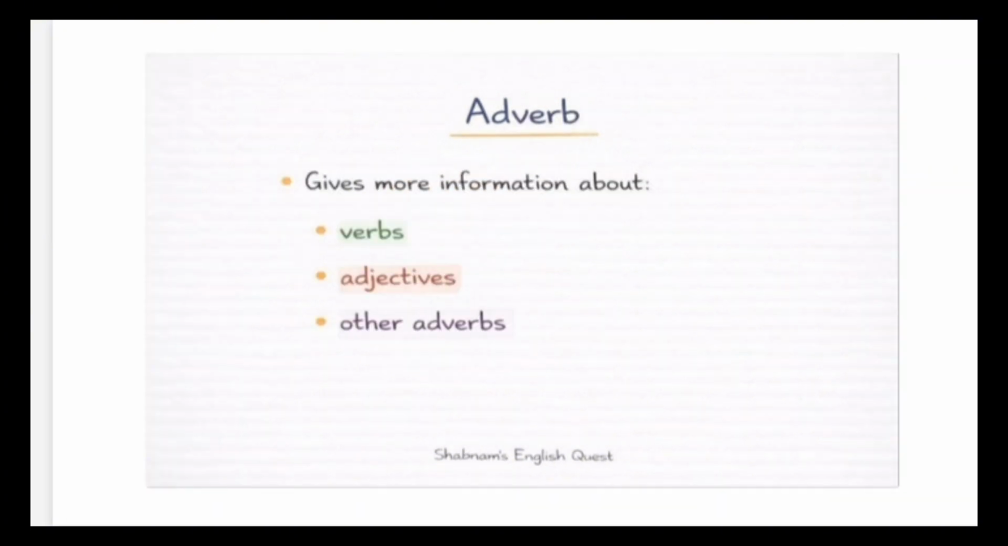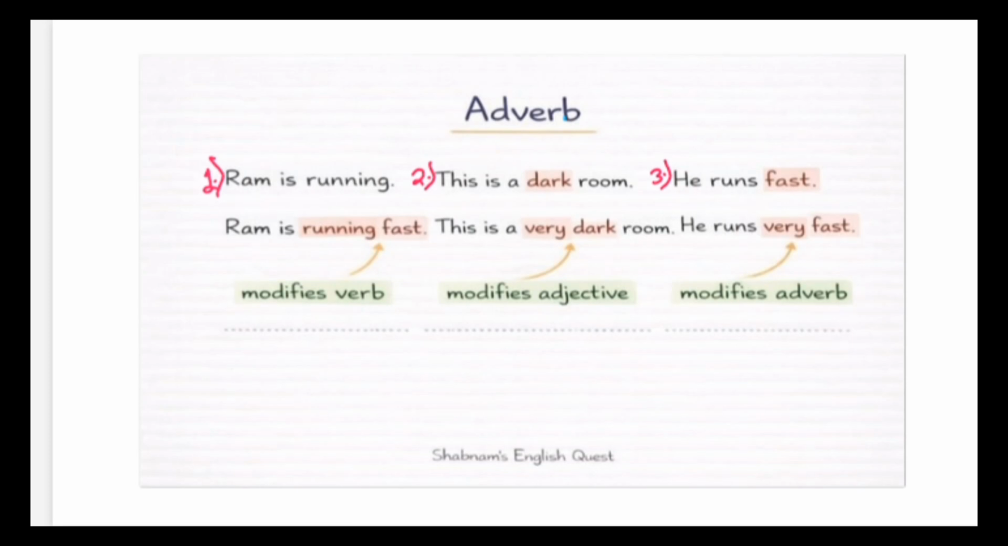Now we have adverbs. This becomes a bit difficult for learners to identify, but it is actually very easy once you understand it. Adverbs give more information about verbs, adjectives, and even other adverbs. Let's understand how that happens. So we have three examples here, and we will understand them one by one. Let's say Ram is running.